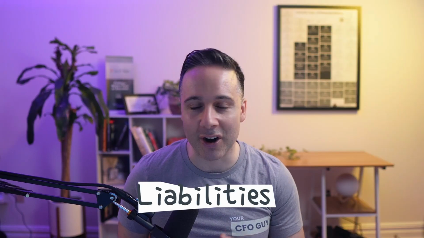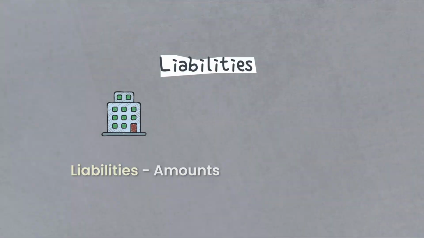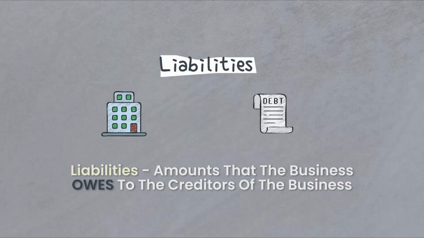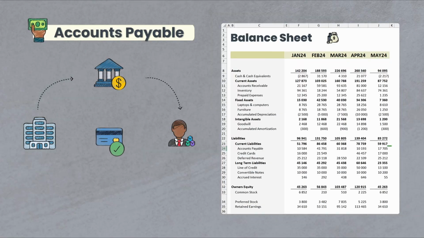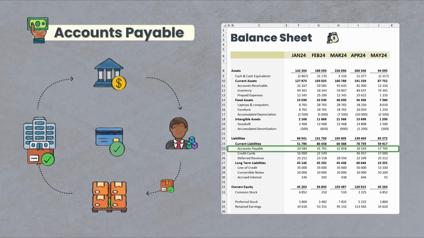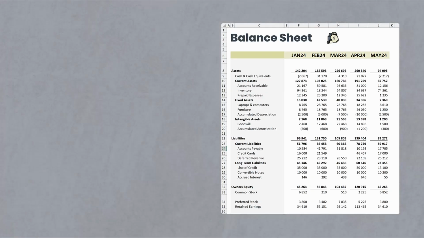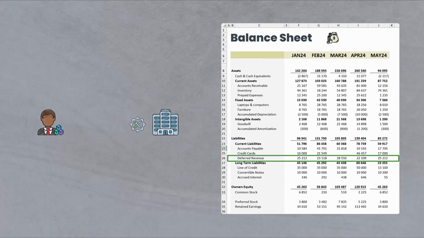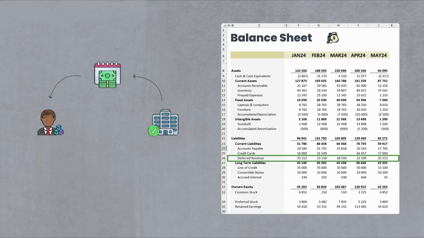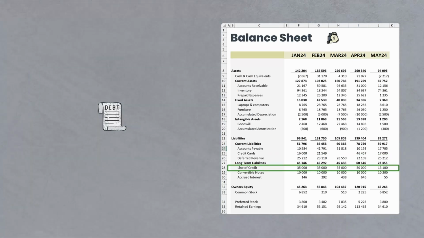Liabilities, on the other hand, are obligations that the business owes to the creditors of the business. So the most common one is accounts payable. That's the balance from bills that you received and owe to vendors. Other common ones can be deferred revenue, which is the dollar amount of goods or services that you owe to your customers, or debt. That represents financial instruments from, let's say, a bank.